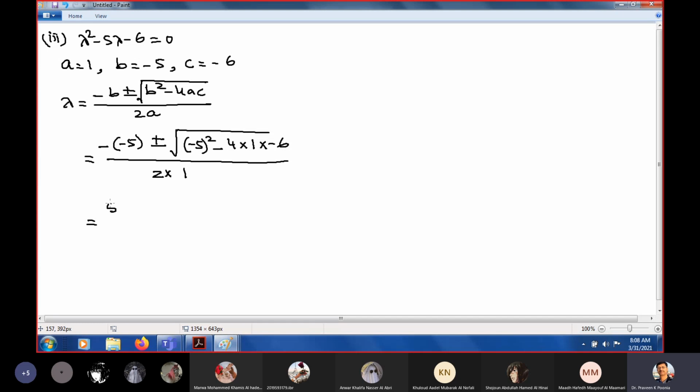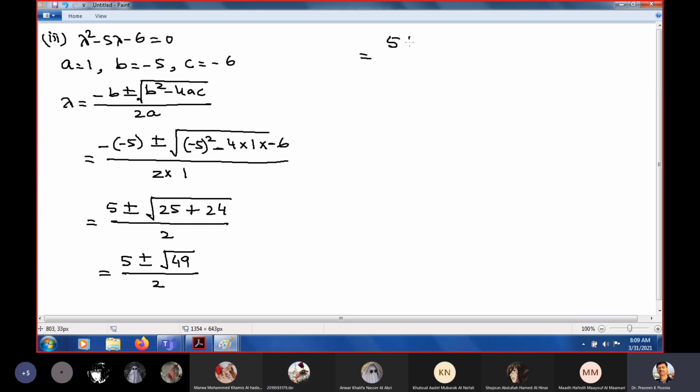So minus minus is plus 5 plus minus. Minus 5 square is 25. And there is minus here, minus minus plus. 4 into 1, 4, 4 into 6, 24. Upon 2 into 1 is 2. And this equals 5 plus minus, what is this? 24 plus 25, 49. And what is the square root of 49? 7. Yes, 5 plus minus 7 divided by 2.